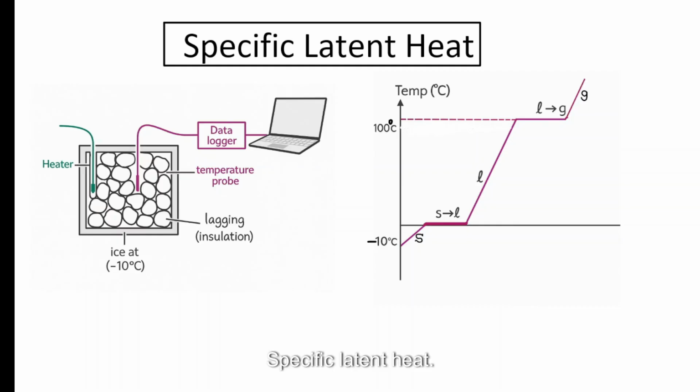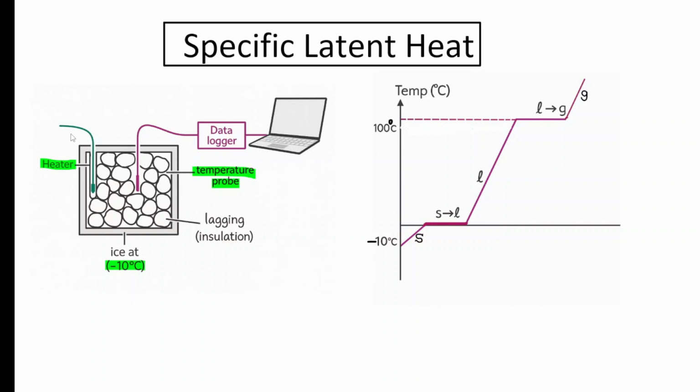Specific latent heat. Think about this experimental arrangement. You have a container in which you have ice at negative 10 degrees Celsius. And you put a heater here, and then there is a temperature probe connected through a data logger to a computer to measure the temperature. And then what you do is you just start heating this.